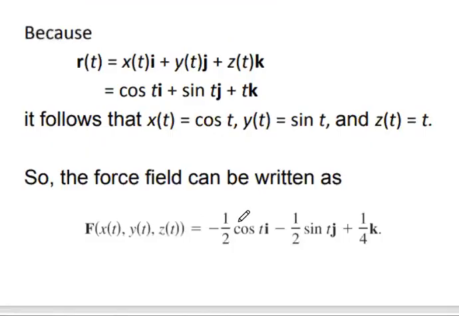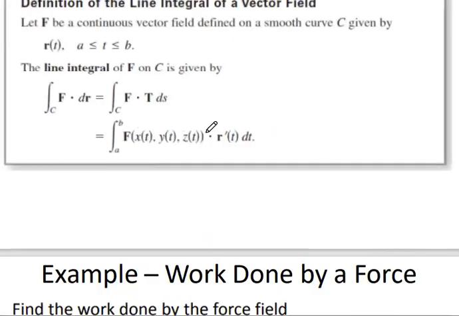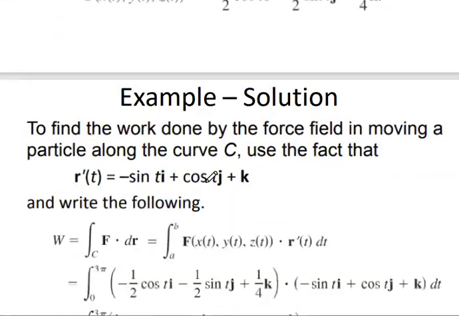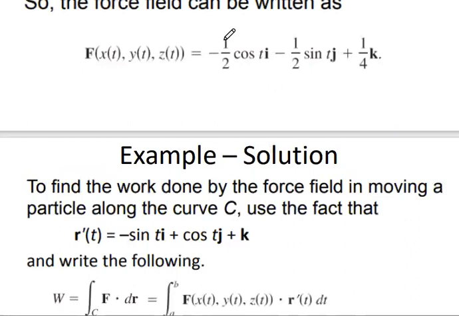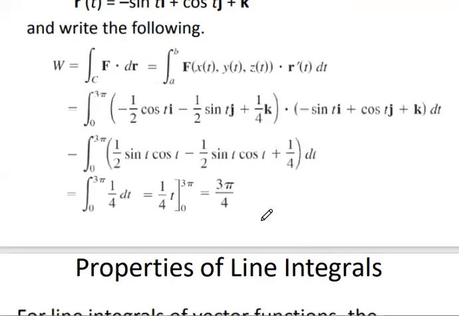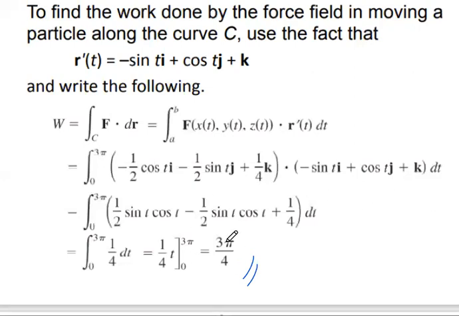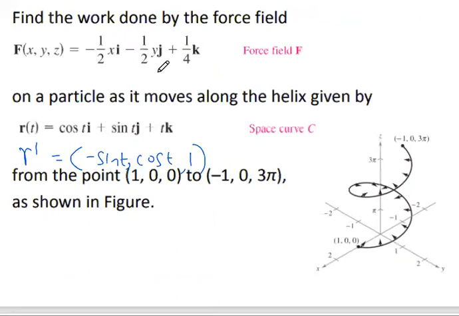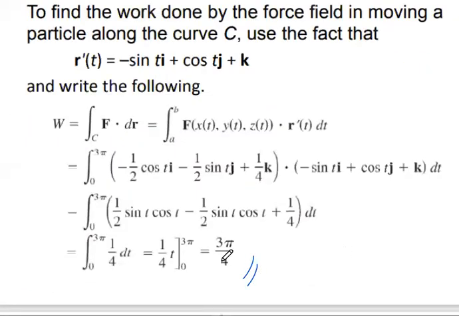If you have F written in terms of t, and you have this, then you can take the dot product of these two. One half cos t times minus sine t, like this. Now you can get the solution very easily. So this is the work done on the object if you move it along this curve from this point to that, under this force field. Very easy to find, right?